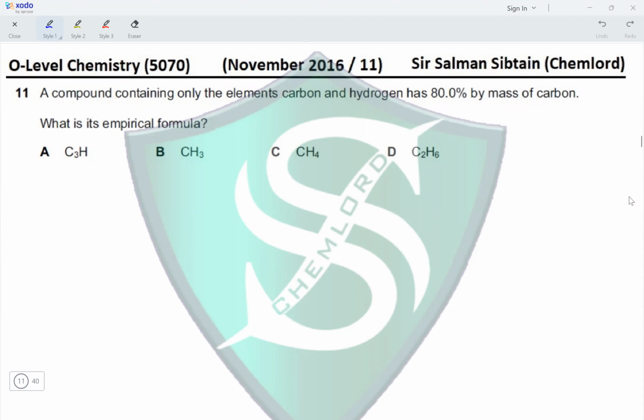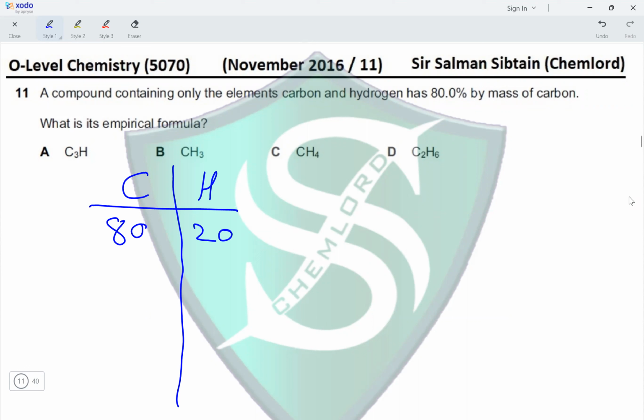A compound containing only the elements carbon and hydrogen has 80% by mass of carbon. What is its empirical formula? So if carbon is 80%, then hydrogen will be 20%. So we will divide 80 by 12 and 20 by 1. This will give us a value of 6.67 for carbon and 20 for hydrogen.